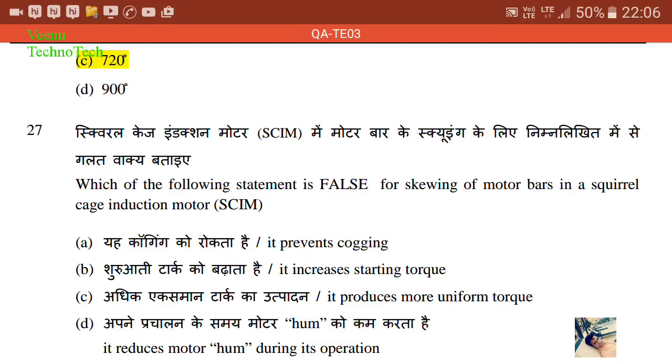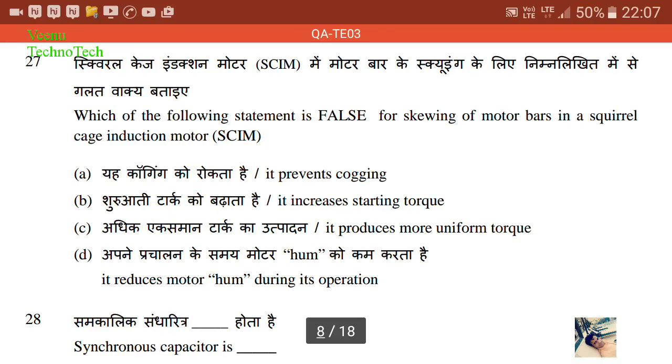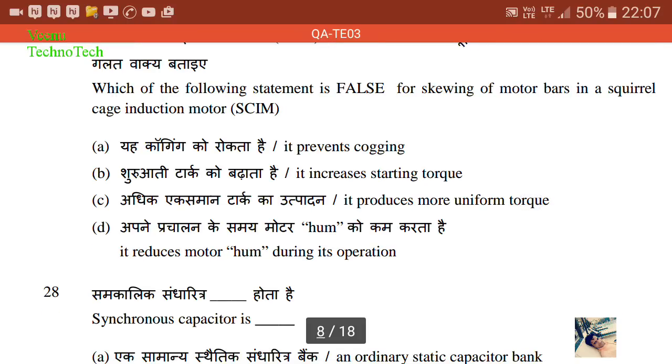Next, which of the following statements is false for skewing a motor bar in squirrel cage? It prevents cogging. Obviously, it produces more uniform torque. It's correct. It reduces motor hum during its operation. Correct. It increases starting torque. No. So correct answer is B. Here I didn't mark it yellow, but actually I forgot about it. But its correct answer is B.